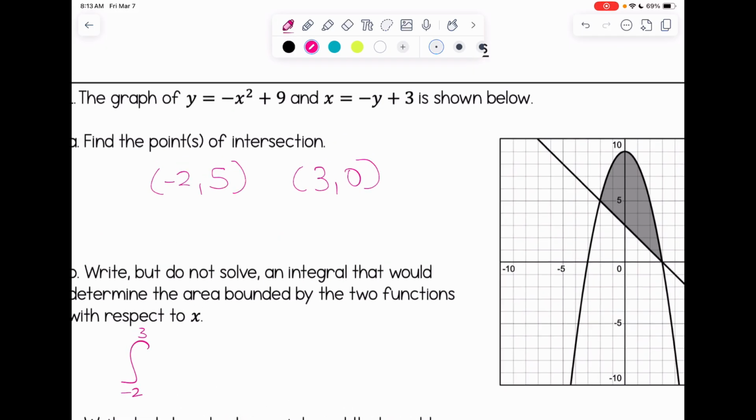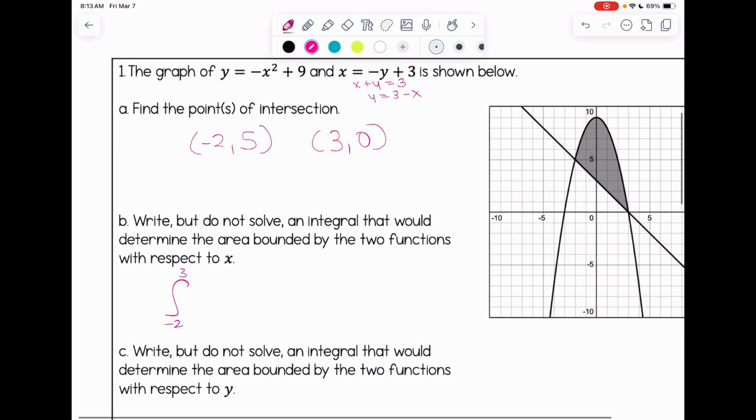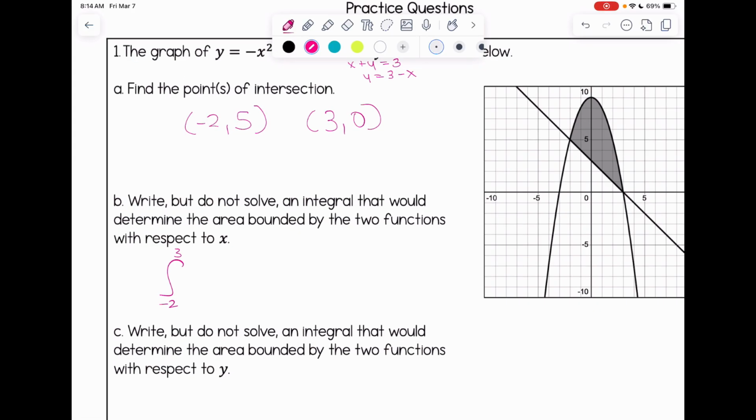But if I look at our functions here, they are both not in terms of y. So I'm going to rewrite x equals -y plus 3. If I add the y to the other side and then get y by itself, I'll have y equals 3 minus x. So now when I do part B, I'm going to be using y equals -x squared plus 9 and y equals 3 minus x. When I look at the graph, the upper function is the parabola, so that's the -x squared plus 9. We're going to subtract the lower function and dx. So that would be our integral to represent that area with respect to x.